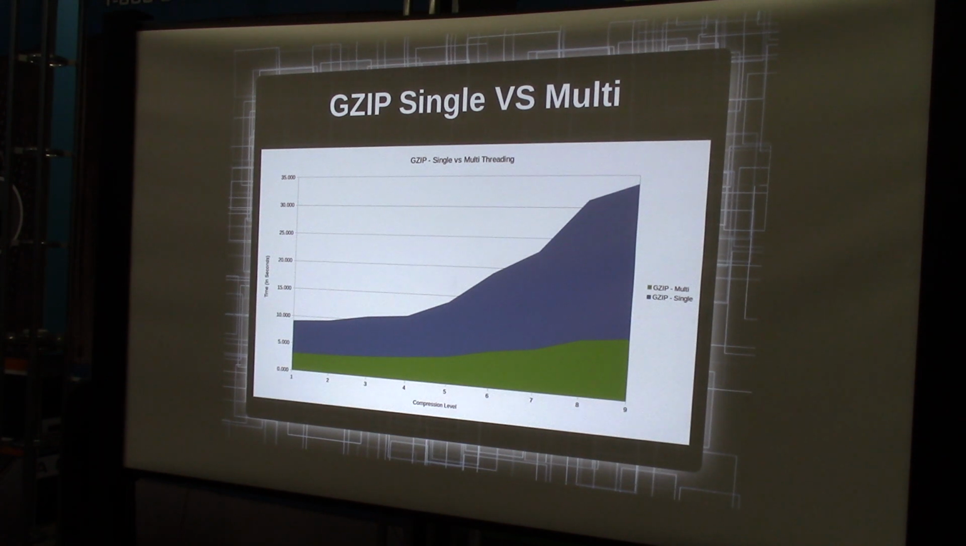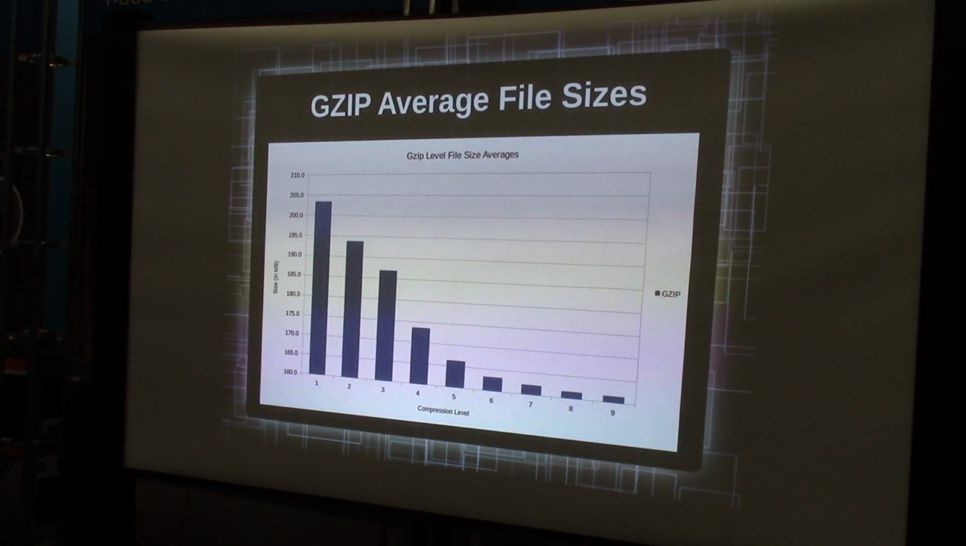The other thing I was interested in is what sort of boost you get in file size with these different compression algorithms. At level 1 with GZIP, we were getting about 205, and at the highest end with level 9, we were getting about 160 megabytes from the original tarball, which would have been 768 megabytes. So still not a bad little compression algorithm.